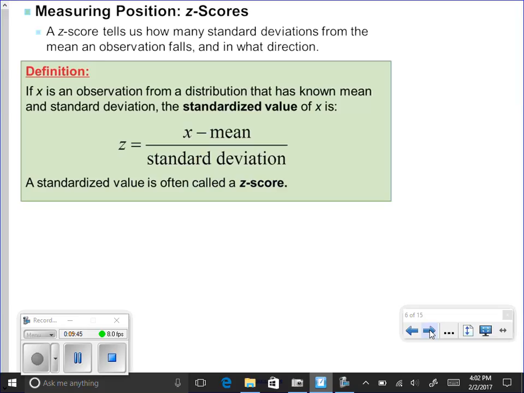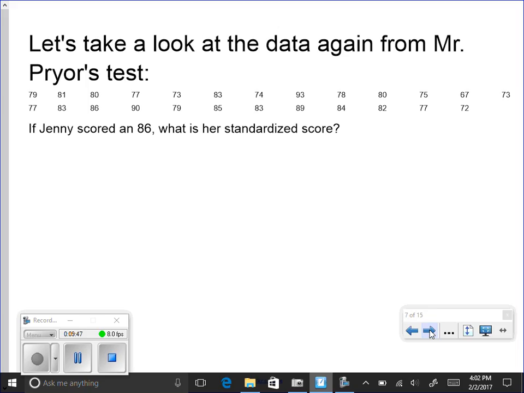So take a look at this data. This is the same from before. We already did our stem and leaf plot. It says if Jenny scored an 86, what is her standardized score? So before we even can calculate that, we need to calculate the mean and standard deviation. So pause the video and calculate mean and standard deviation for this data.